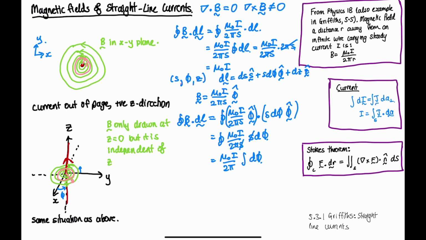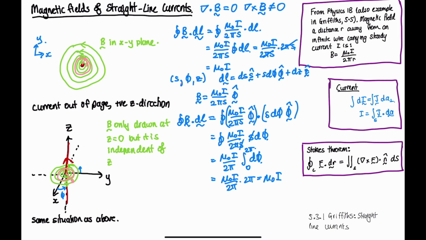with respect to d phi, and in this case it's a closed loop. That's what this circle means. It's a closed loop, and so we're starting at phi equals 0 and we're going once around, so that's to 2 pi. So we can put this is from 0 to 2 pi, and this is equal to mu naught I over 2 pi times 2 pi, which is equal to mu naught I, which is what we would expect because it was just doing the same thing here, but in cylindrical coordinates.